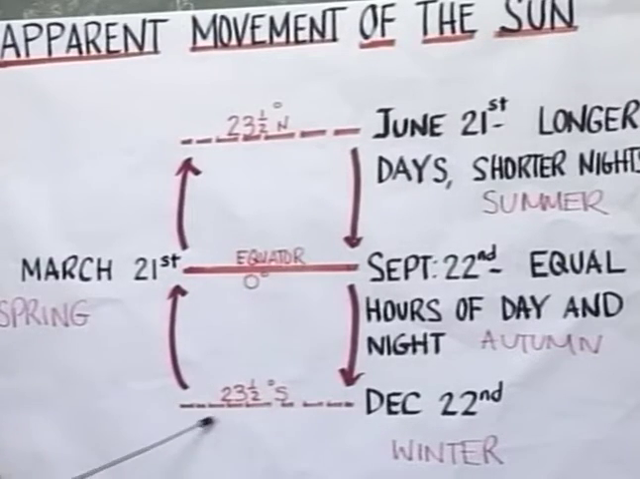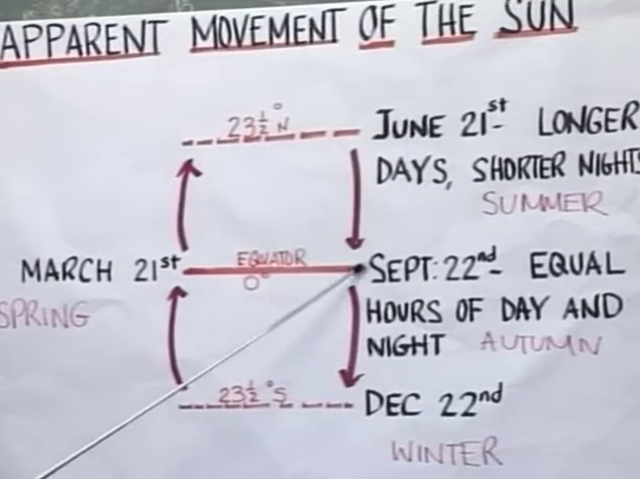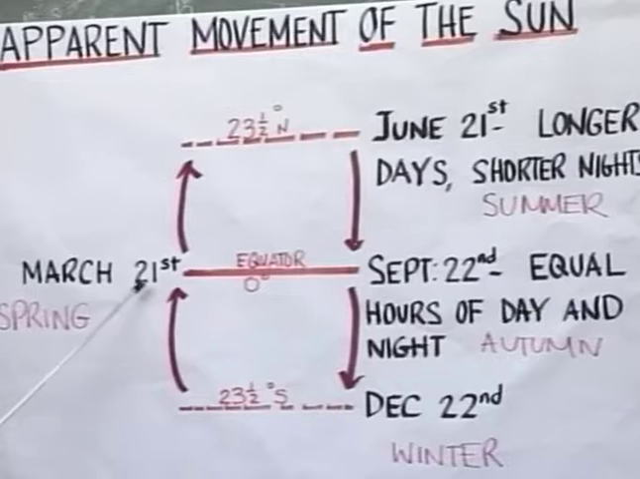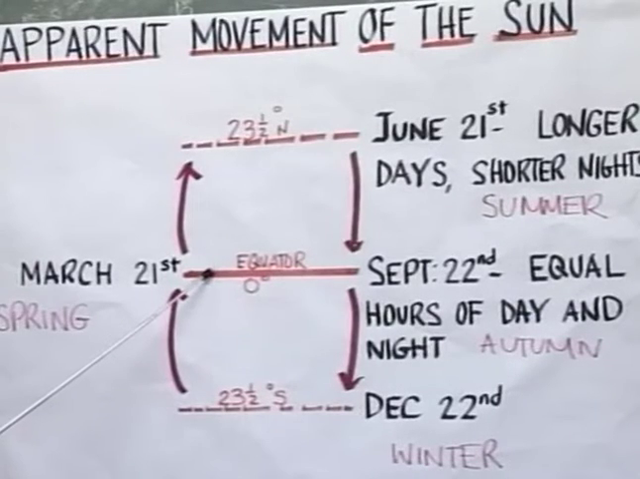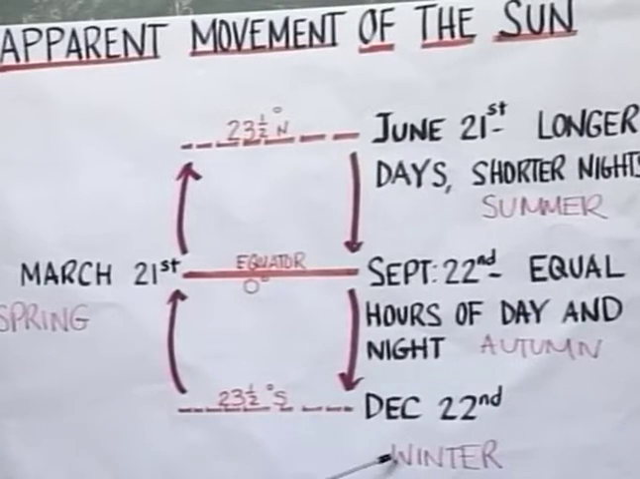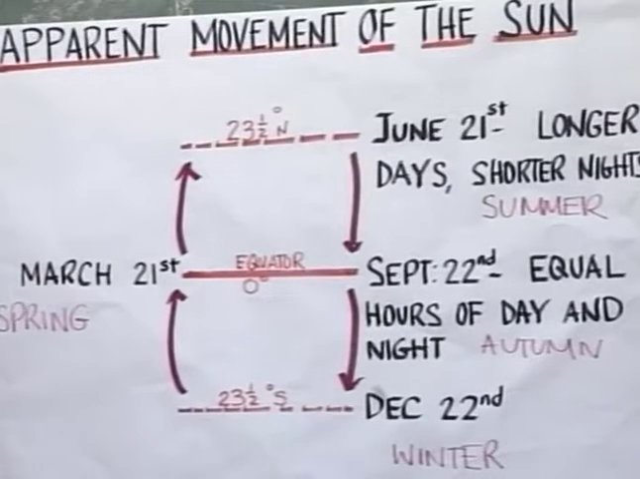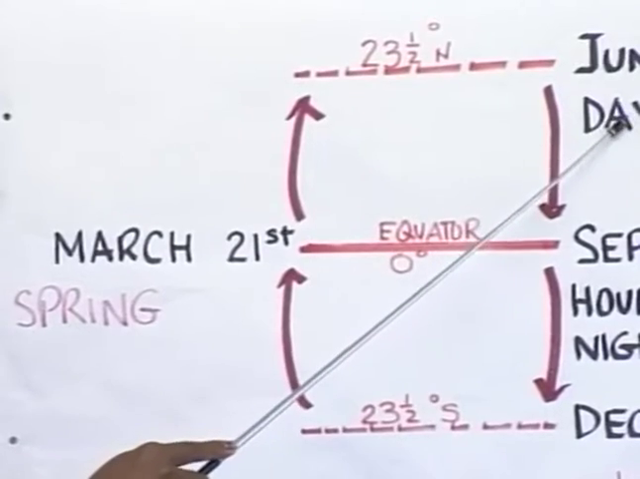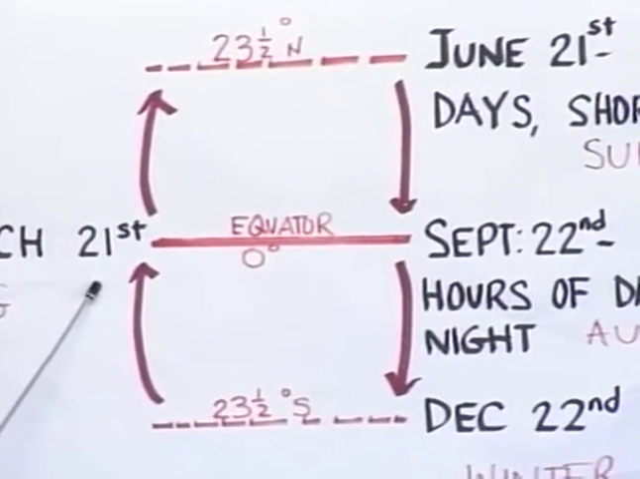Okay, it will take 3 months again until the sun is directly overhead the equator again. It is now March the 21st when the sun is directly above the equator. The season in the northern hemisphere that follows winter will be spring. It is now spring in the northern hemisphere, and it is March the 21st.